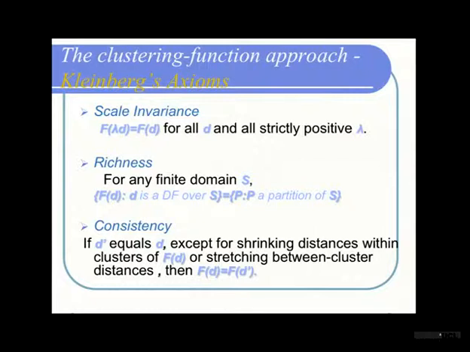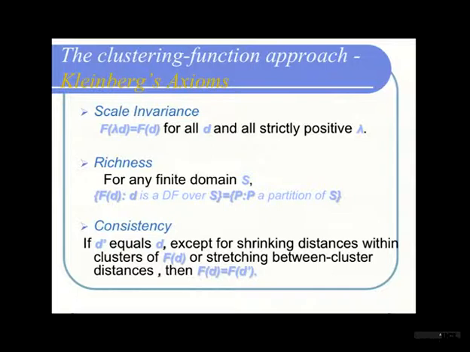But note that these 2 requirements say nothing about close points being together and far points being apart. And this was a major property of clustering, so we somehow have to relate to this, and this comes through this requirement of consistency. If we take our original distance d and replace it by d prime, and d prime is such that it shrank distances within clusters of f of d and stretched distances between clusters.